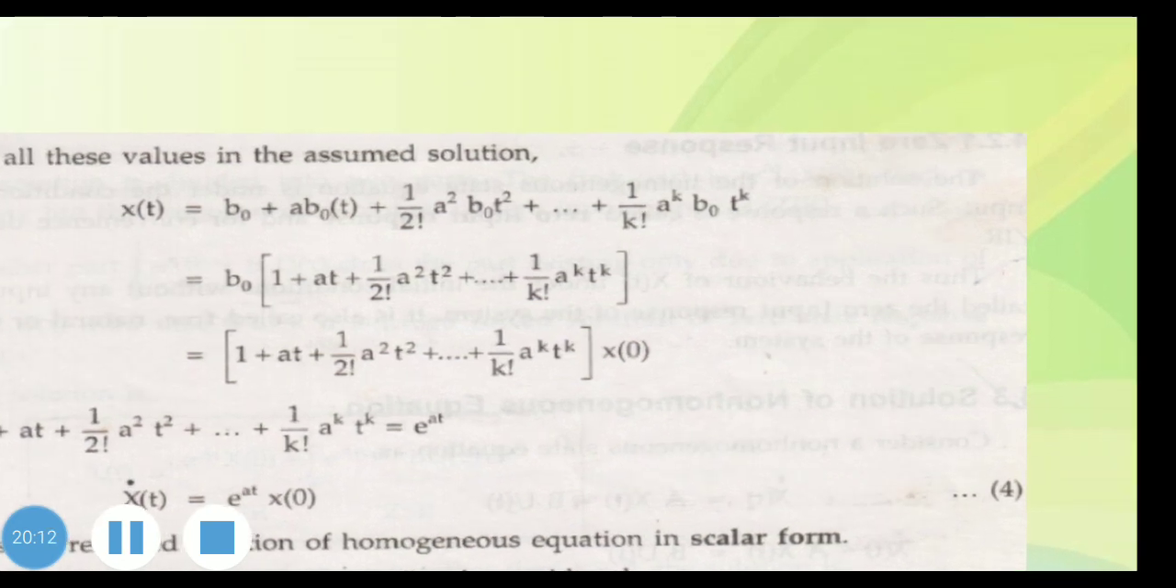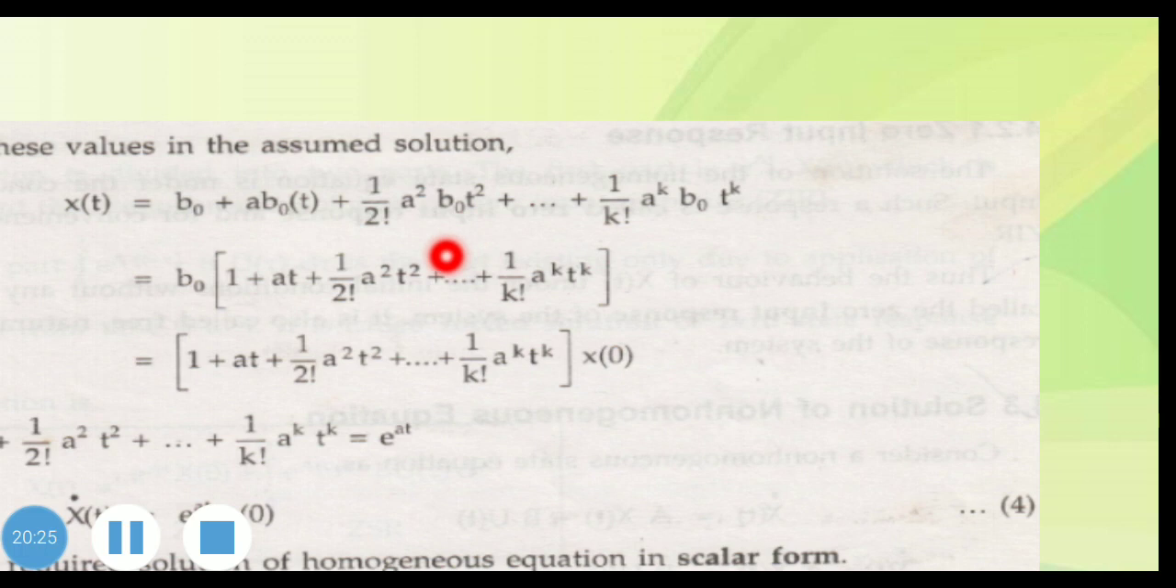So using all these values in the assumed solution, x of t is equal to b naught plus a b naught t plus 1 by 2 factorial a square b naught t square plus so on, 1 by k factorial a raised to k b naught t raised to k. Which is equal to b naught times 1 plus at plus 1 by 2 factorial a square t square so on up to 1 by k factorial a raised to k t raised to k. So this is given here.